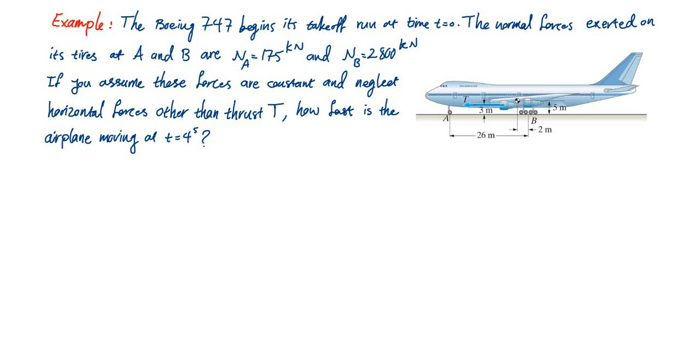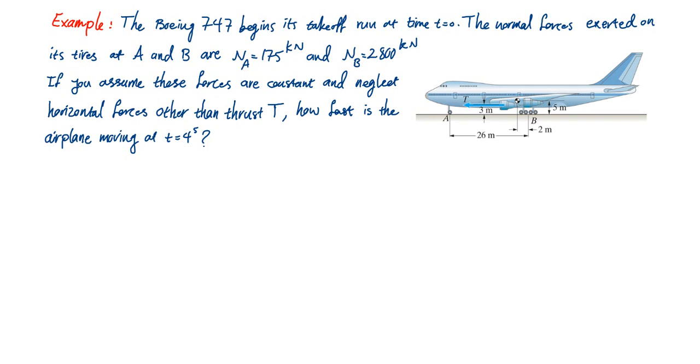All right. So in this example, we have a Boeing 747. It starts its takeoff run at time t equals zero. We are given the information about the normal forces exerted on its tires at A and B, where the contact points are with the ground, point A and point B. We are told that at point A the force applied to the body is 175 kilonewton, and at B the force is 2800 kilonewton.